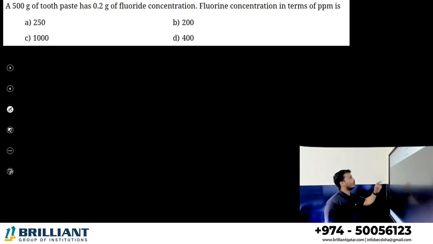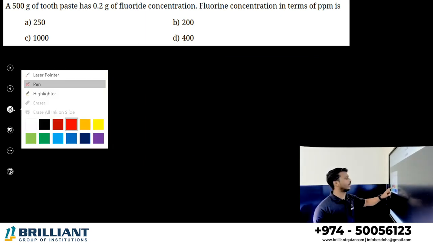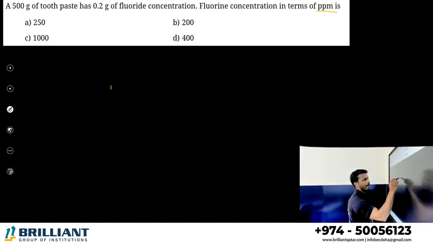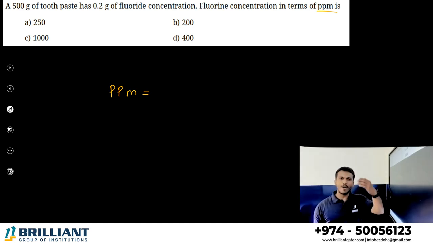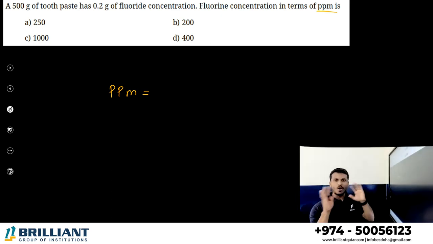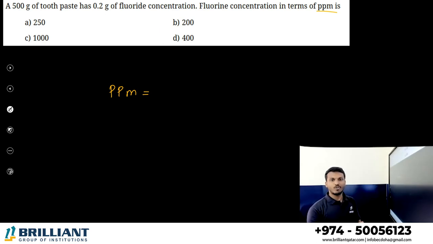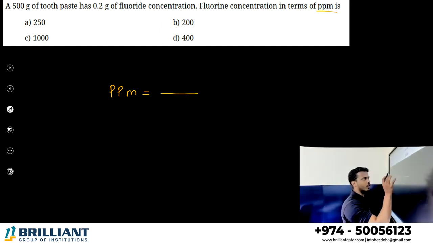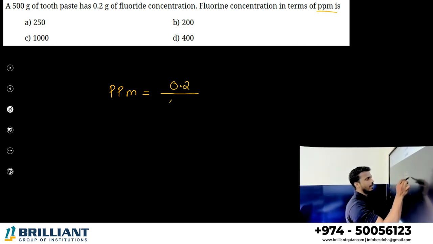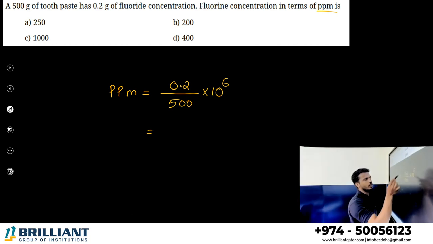A 500 gram toothpaste has 0.2 gram fluoride. Find the fluorine concentration in terms of parts per million, ppm. You know how to calculate parts per million? Parts per million means the number of parts of the component you consider, divided by the total number of parts of the system, into 10 to the power 6, a million. The 500 gram toothpaste is the overall system in which 0.2 gram fluoride is there. So the number of parts of the component is 0.2, and the total number of parts is 500. Million means 10 to the power 6. So it will be 2 lakh, right?